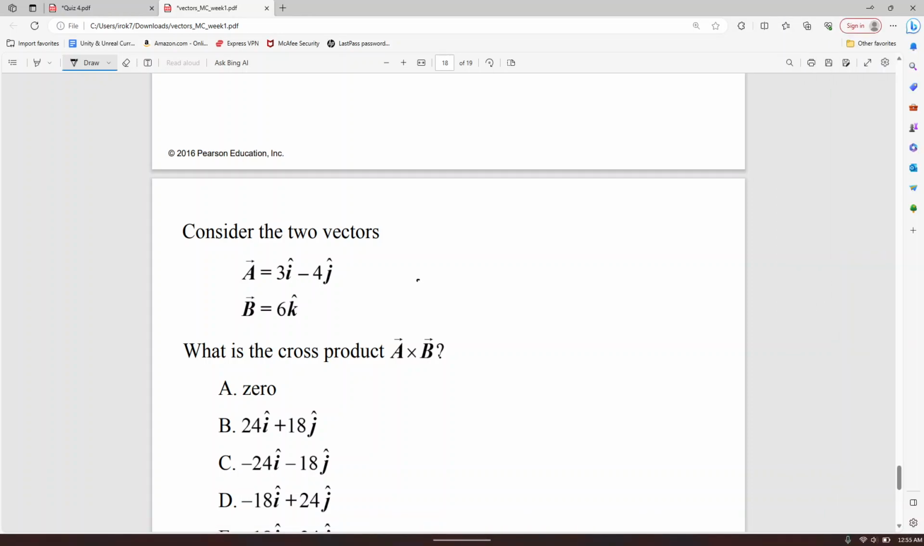Our first step is to set up a matrix. We know this cell has an i, a j, and a k component. So this is going to be 3, -4, 0, because this is plus 0k. And here we have 6k, so we know this is going to be 0, 0, 6. You order these based on what you're given, because b is just 0 plus 0j plus 6k. That's why we ordered this the way it is.